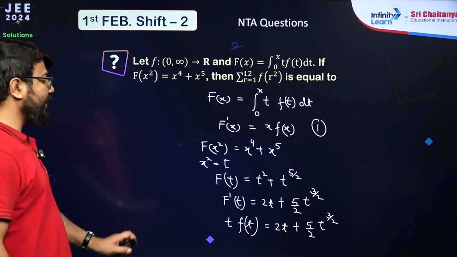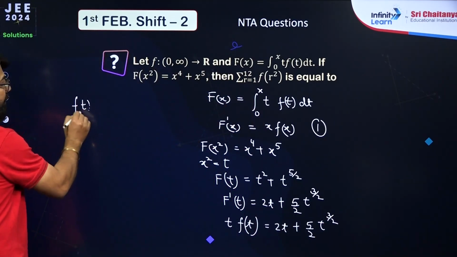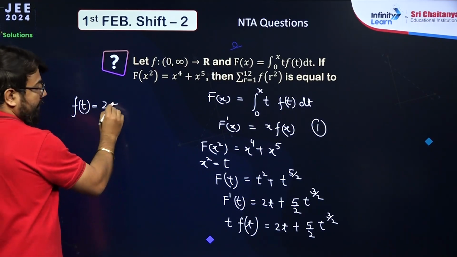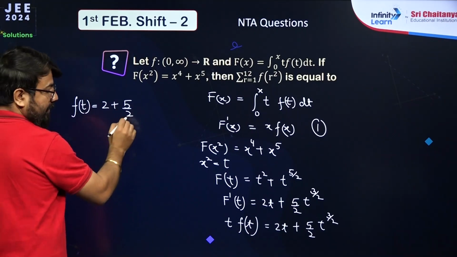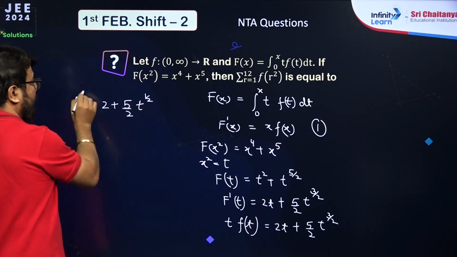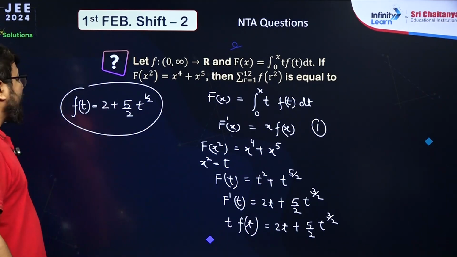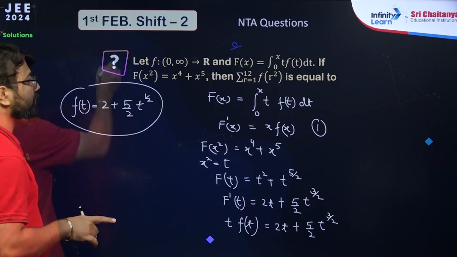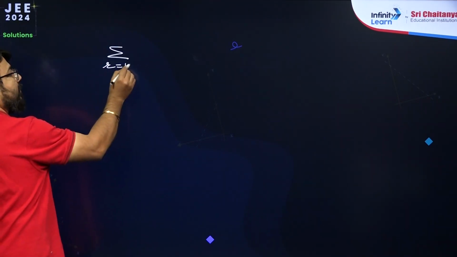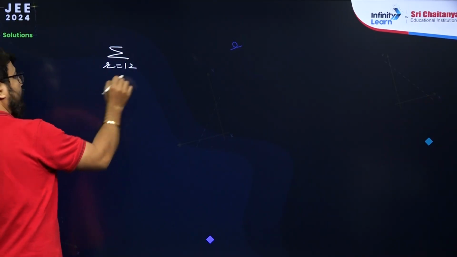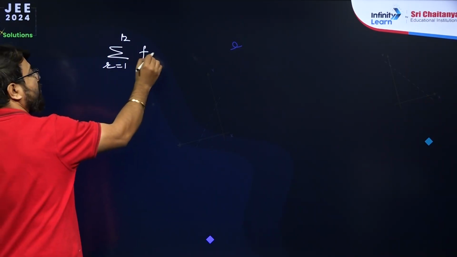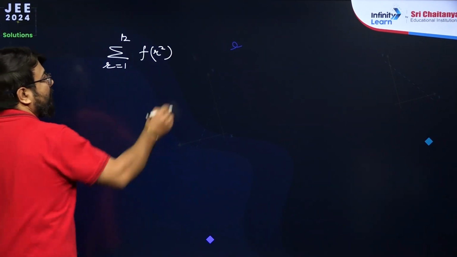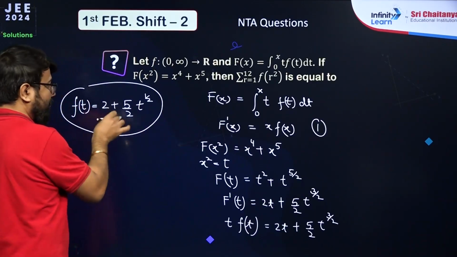From here I can get f of t. So f of t will be obtained by dividing the entire expression by t. It is 2 and here it is 5 upon 2 times t raised to the power 1 by 2. I hope you are able to understand this. After this, what are they saying to us? They are saying to get the summation for r equal to 1 to 12 of f of r square in this question.